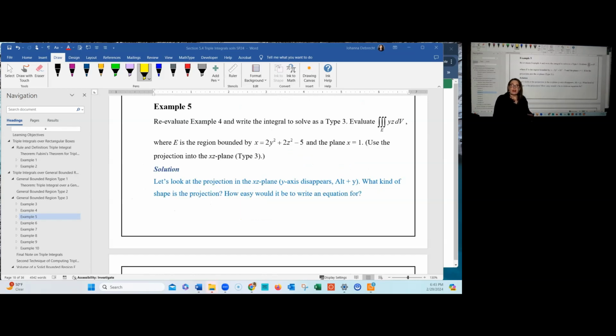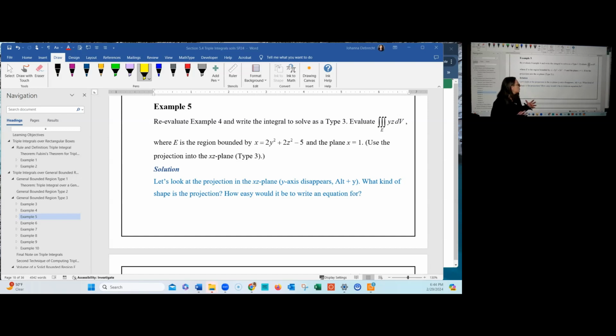In example 5, we're going to take the problem that we just worked as a type 2 and now work it as a type 3, with the projection being cast by the widest part of our solid, but into the xz plane. When we're doing this, remember that we have a solid that is the space between a paraboloid and the plane x = 1.